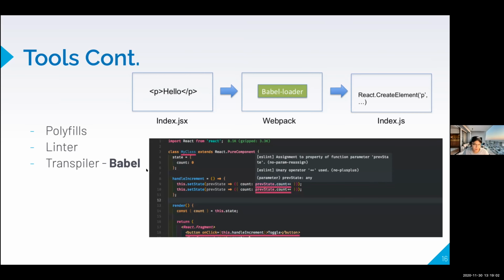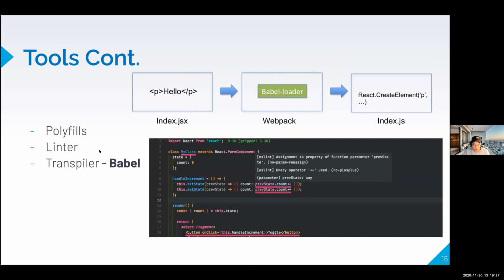Continuing on, we got polyfills, a linter, and a transpiler with Babel. What's a polyfill? Some of you might be asking. A polyfill is what allows us to use newer code while being friendly to older browsers. So the polyfill fills in the parts that the old browsers couldn't do. It's like a translator, you can think of it that way.